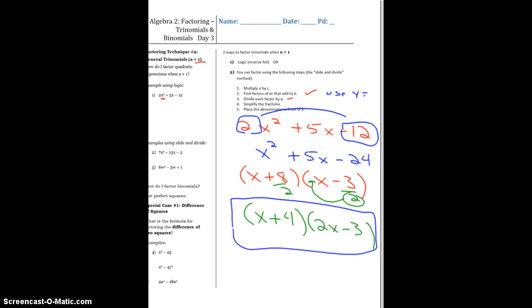Okay, we're going to try problems number 2 and 3 in class for classwork. So you're going to use the same steps from up here, and we'll help you out with them if you need it, okay? So don't get discouraged, keep trying. And we'll move on to special case number 1, difference of squares.